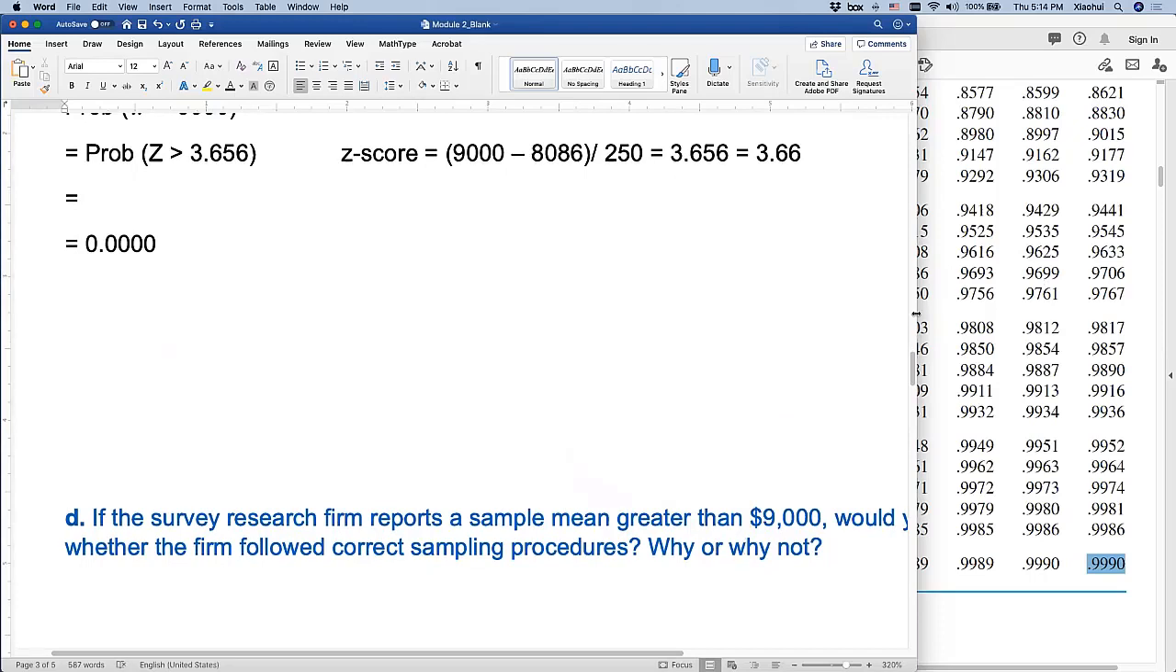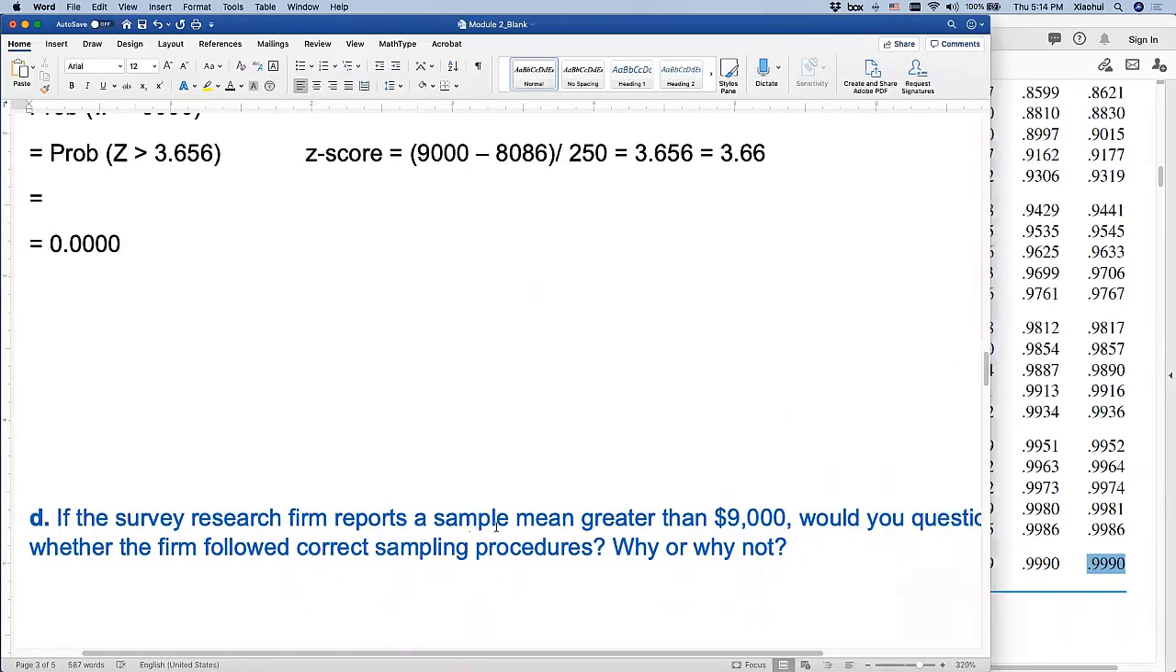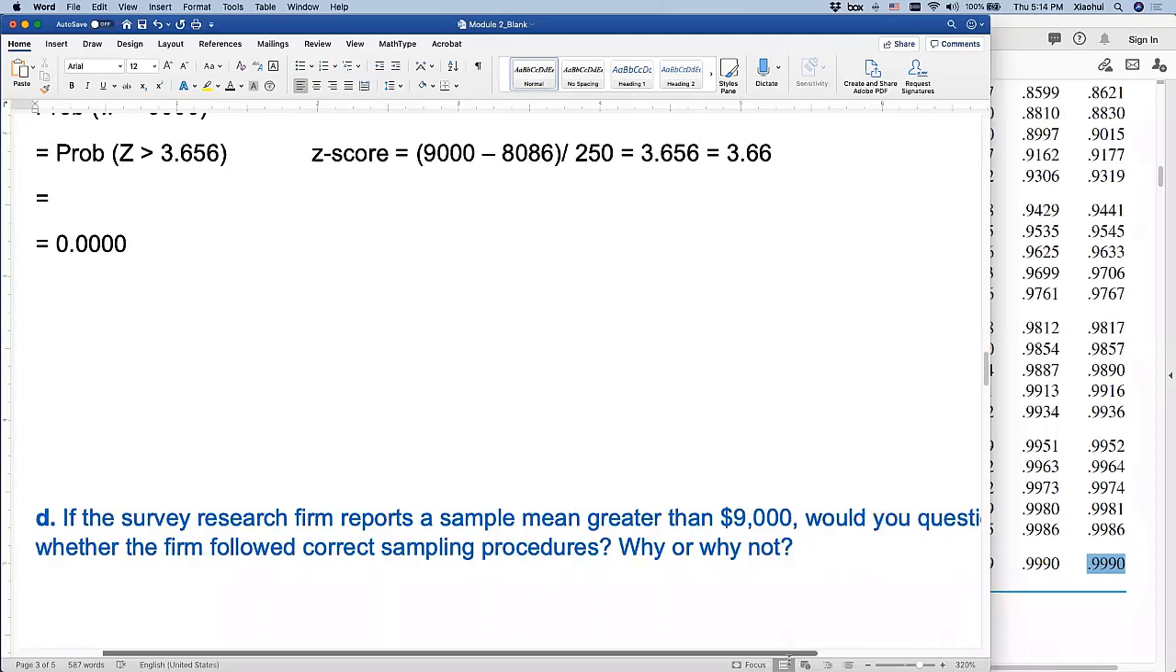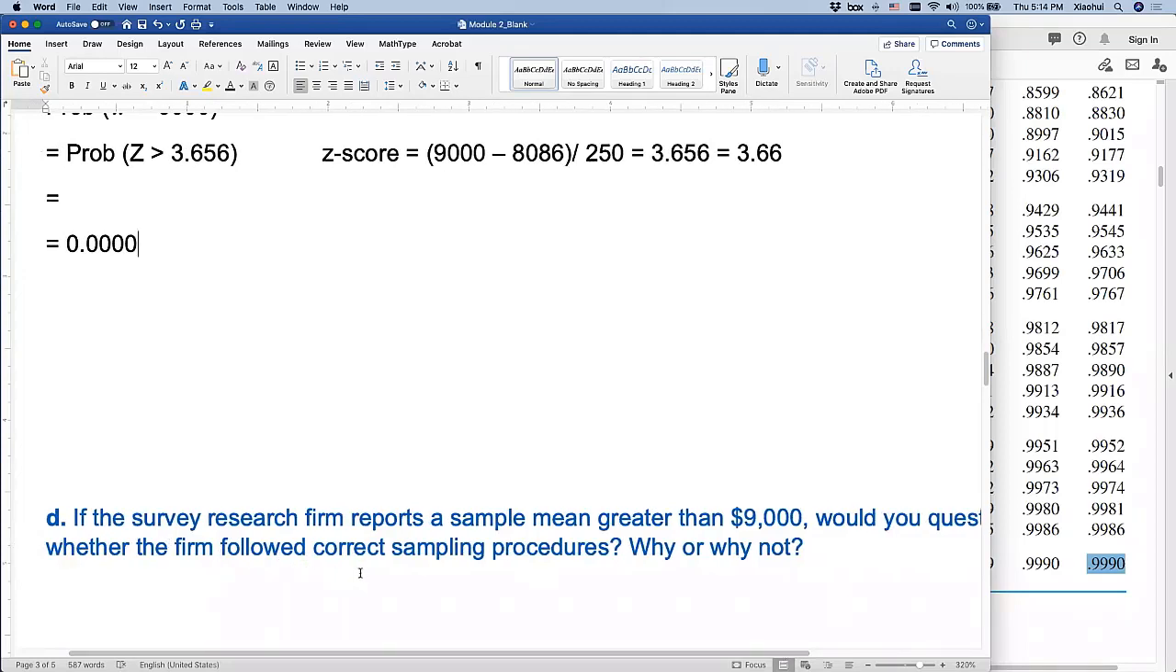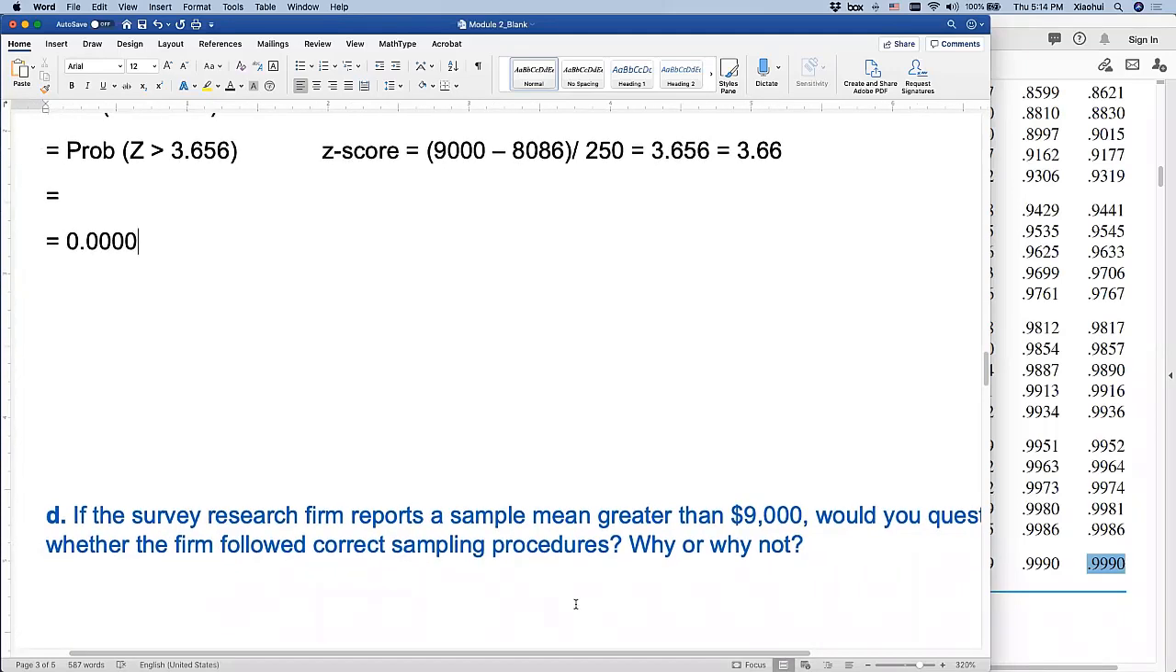So let's see. Somehow a survey research firm reports a sample mean X bar greater than 9,000. Just say someone came with an X bar which is more than 9,000. Would you question whether the firm followed correct sampling procedure or not? What do you think? Do you think they followed the correct procedure, and why?